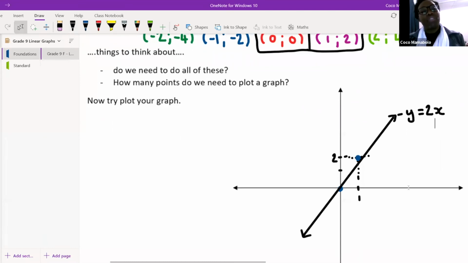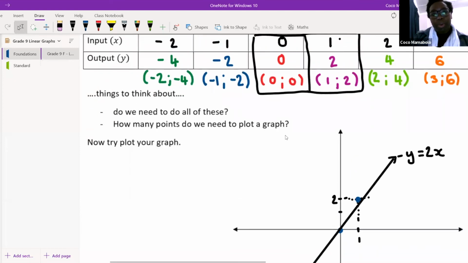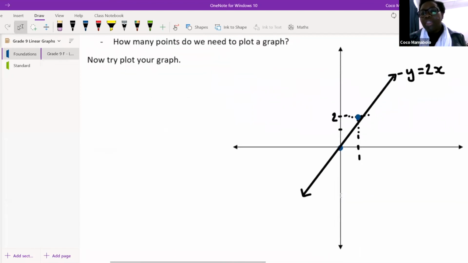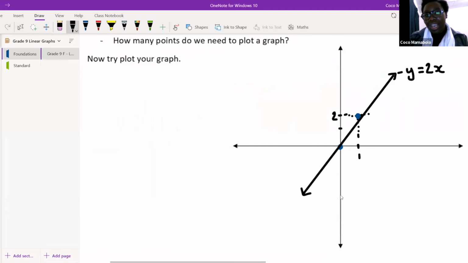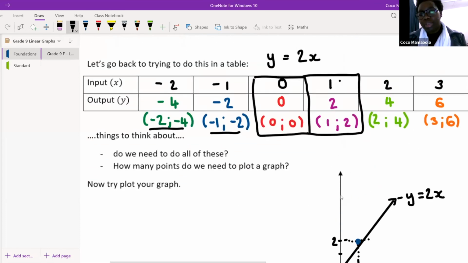And you guys, if you have grid paper and you draw this to scale, you will find that each one of these points, every single one of these points, -2 and -4, -1 and -2, they all sit on this line. So if we plot -2 and -1, it will meet on the actual line. Every single one of these points that we've just come up with, they will all meet on this line.